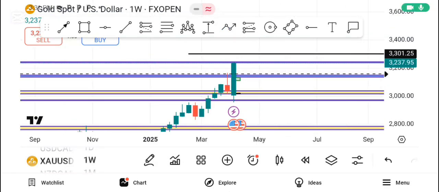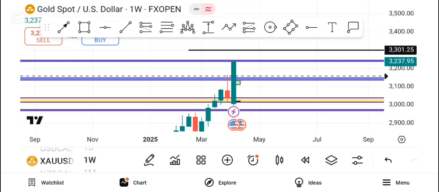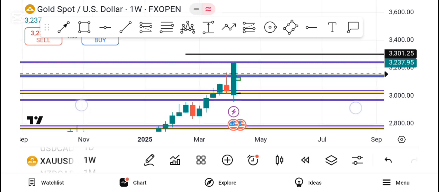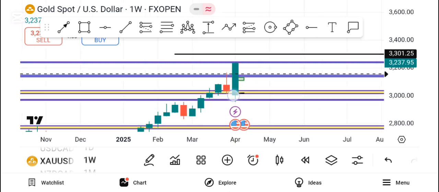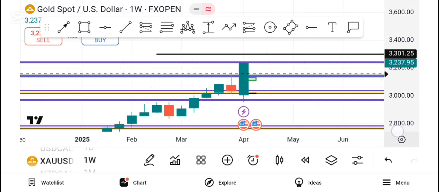Let's go to gold. This is gold on the weekly time frame. As you can see, we closed with a very humongous bullish engulfing candle, which means buyers are in control of this market. So let's go to the daily and see how to get more buys, because the trend is always your friend. Let's continue.